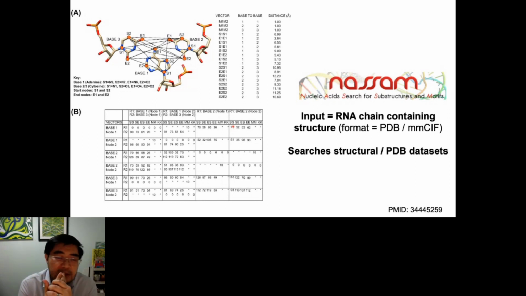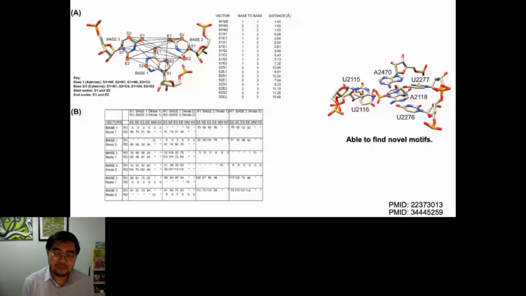In this particular case, the input is an RNA chain containing structure. It can be either in PDB format or, for ribosomal assemblies, usually in mmCIF. And it then searches a structural data set or a PDB data set. Okay. And we have shown that yes, we are indeed able to find even novel motifs using that particular search scheme, which is basically what we transferred from our capacity to search for protein structures using amino acid side chains.